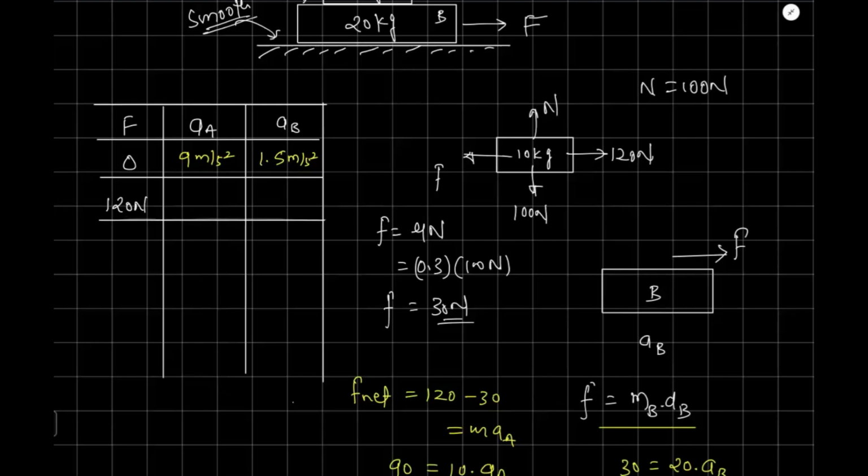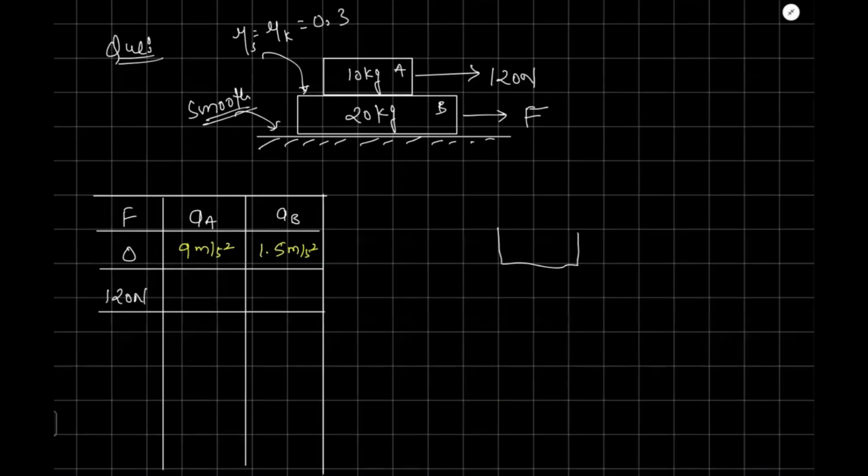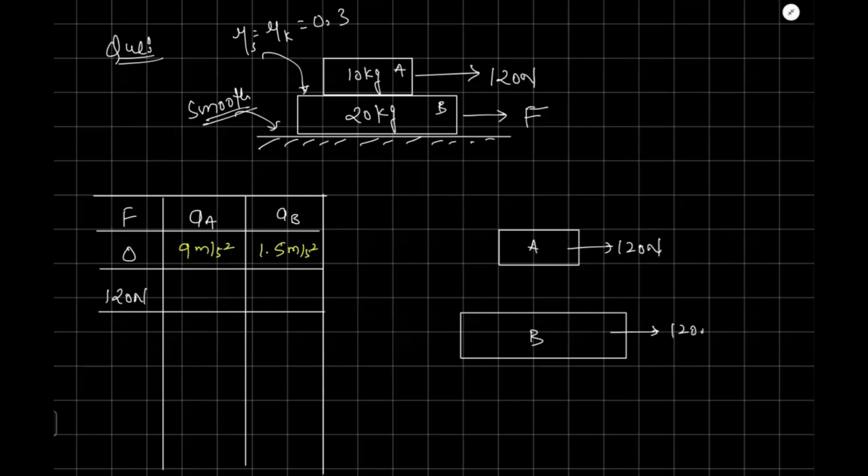Then again you have to tell me what will be the acceleration of A and B. So again what we'll do, we'll make the free body diagram. Let's take this is block A, and this is our block B. On this one, 120 Newton is acting in this direction. On this one, 120 Newton is acting in this direction.